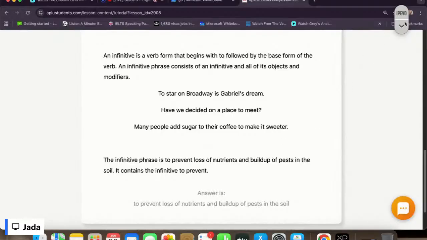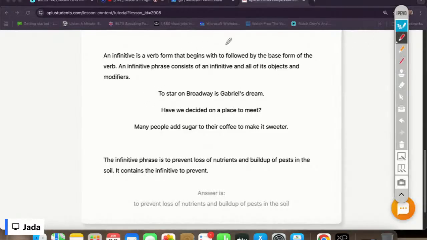Okay, so an infinitive is a verb form that begins with to followed by the base form of the verb. An infinitive phrase consists of an infinitive and all of its objects and modifiers. So we have to star on Broadway's Gabriel's Dream. Have we decided on a place to meet? How many people add sugar to their coffee to make it sweeter? Okay. So the infinitive phrase is to prevent loss of nutrients and buildup of pests in the soil. It contains the infinitive to prevent.